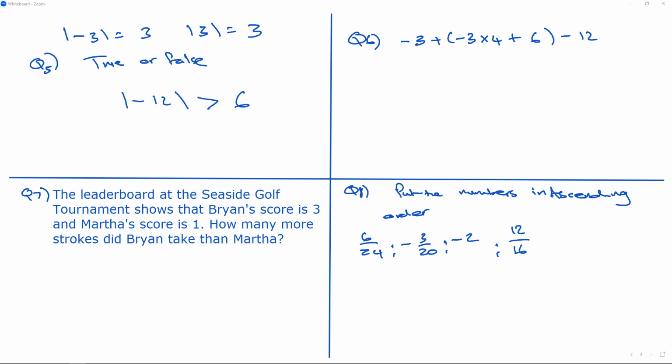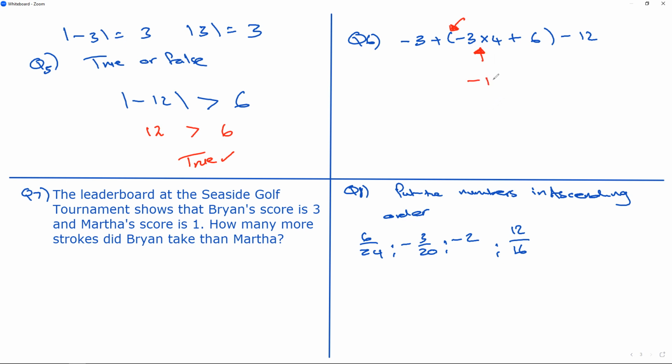Okay. The first one is, when we find the absolute value of negative 12, it becomes positive 12, and positive 12 is definitely greater than 6, so that answer will be true. When we're calculating BEDMAS, we will start from the brackets first, but then we have to start from multiplication.